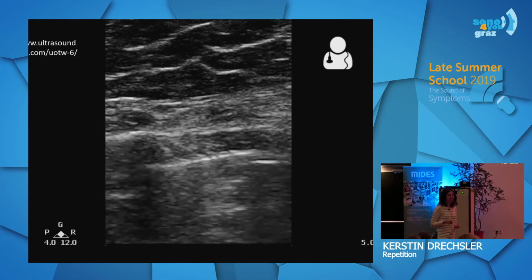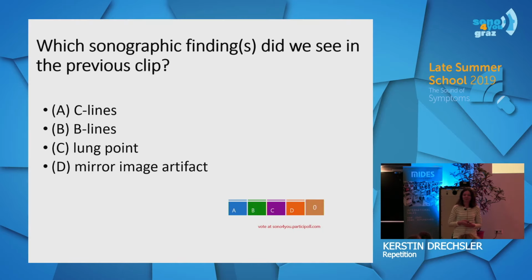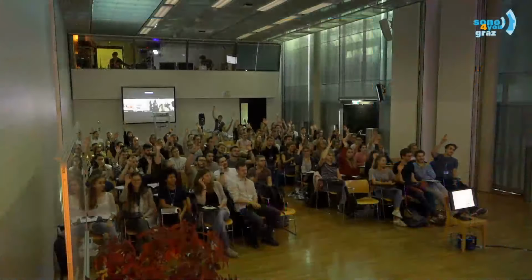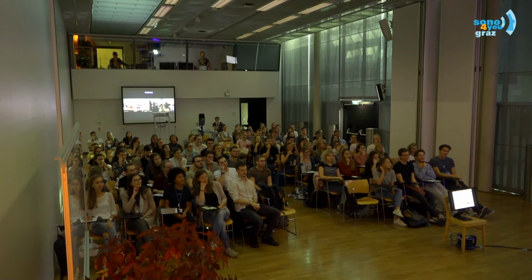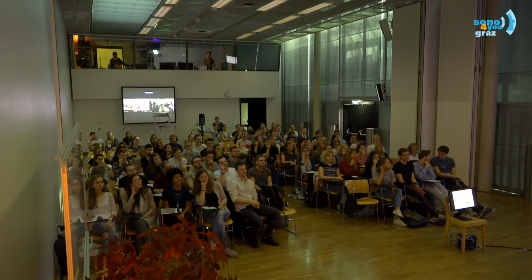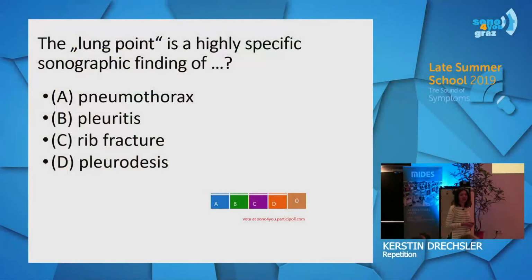I think after the talk of Dr. Brosen yesterday, everybody knows the answer, but which sonographic finding did we see in the previous clip? Was it A, A lines, B, B lines, C, the lung point, or D, the mirror image artifact? Who votes for A? Please raise your arm. B, C, and D? Of course, it's the lung point, but which pathology is the lung point highly specific of?